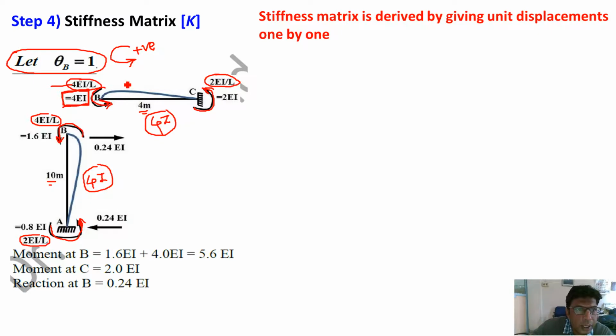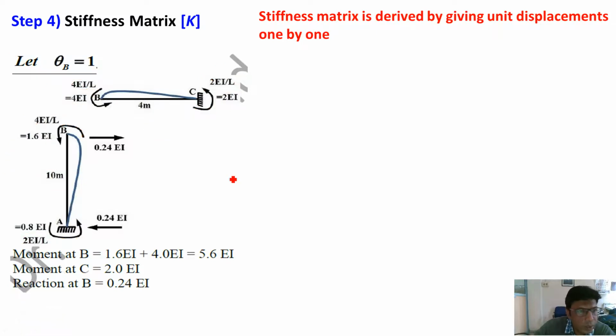Then 2EI by L: 2 into 4, 8 divided by L is equal to 4. It is 2EI. These are the moments at B and C in beam. Similarly, 4EI by L in column: 4 into E into I equal to 4I, so 4 into 4, 16 divided by L is equal to 10. So 16 upon 10, it is 1.6EI at B. Half of that at other end, that is 2EI by L, means it is 0.8EI at A. Okay, these are the moments.